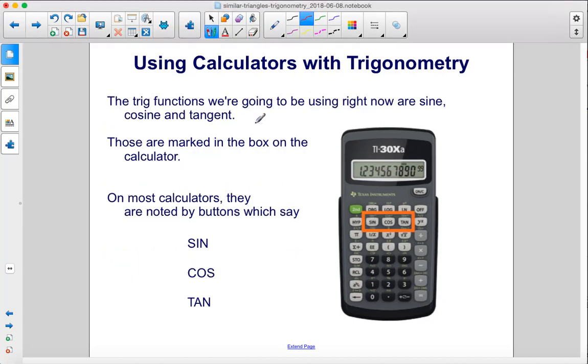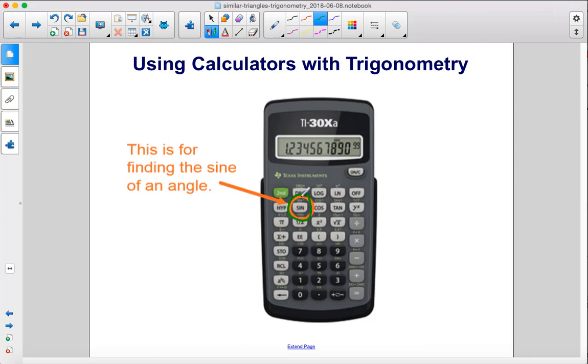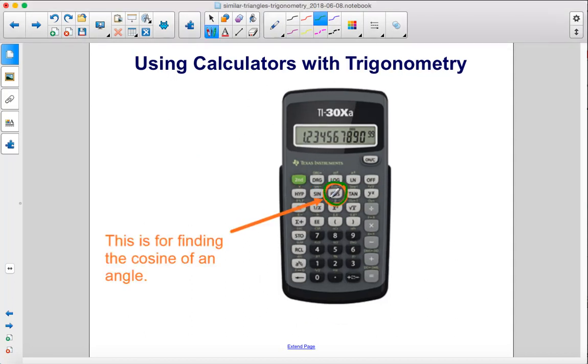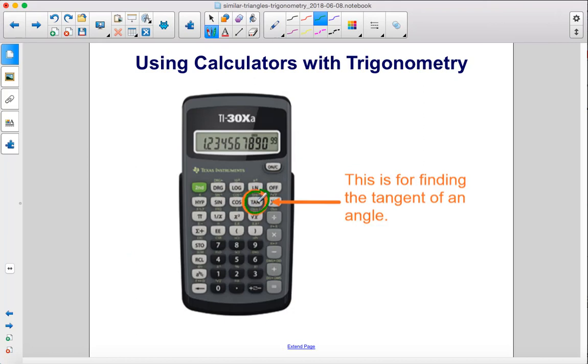The trig functions we're going to be using right now are sine, cosine, and tangent. Those are marked in the box on the calculator. So here's sine, cosine, and tangent. On most calculators, they are noted by buttons which say sine, cosine, and tangent. This button here that says SIN is for finding the sine of an angle. This button right here that says COS is for finding the cosine of an angle. And this button here that says TAN is for finding the tangent of an angle.